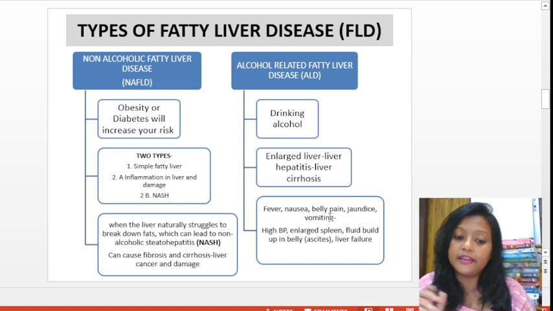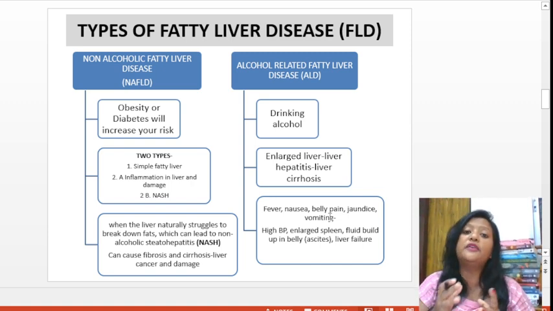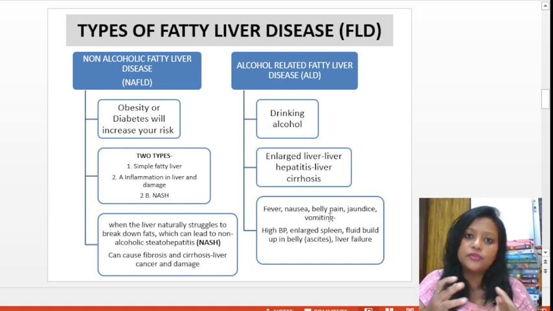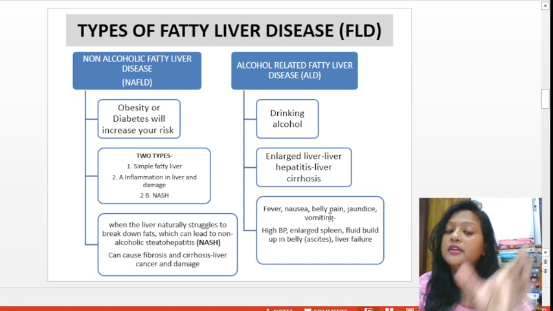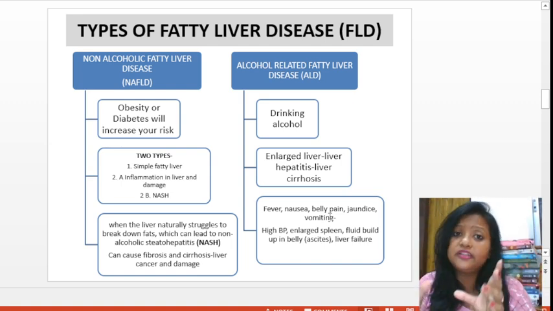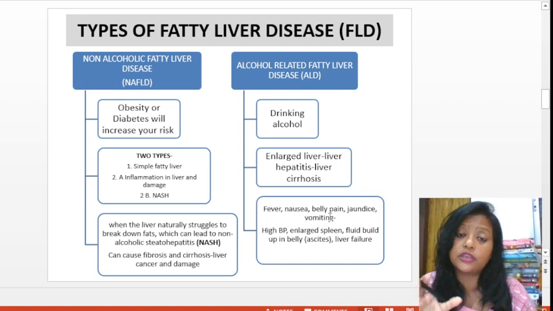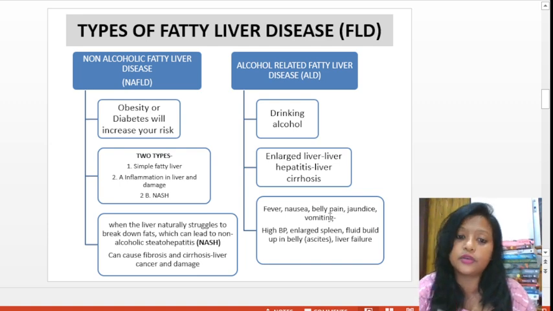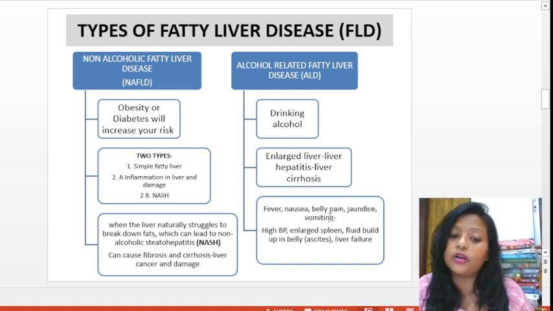Now this NASH, what is happening here: I told you that the liver breaks down fat. Now sometimes, when the liver is towards damage, it has a problem in breaking down those fats. So at that time it leads to this NASH term. Then you can say that your liver is suffering from NASH. NASH means non-alcoholic steatohepatitis. Fine.